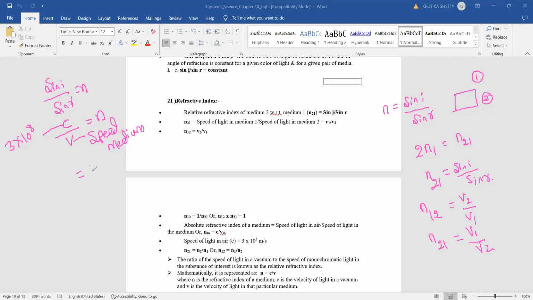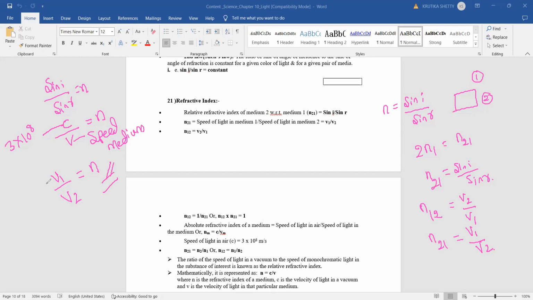One more is there. The refractive index is also given by V1 by V2. So what is V1 by V2? When it is traveling from the first medium to the second medium, this is called as what? Refractive index. So three formulas are there for the refractive index.